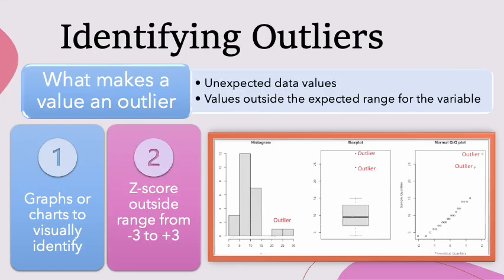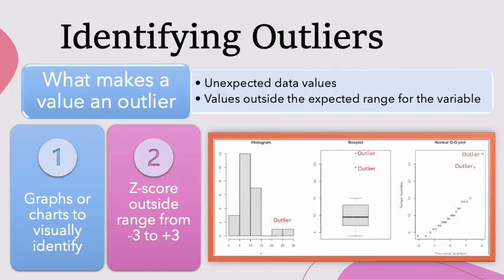The next error that we are going to discuss is outliers. Any data value that is unexpected or outside the expected range of values for that variable is considered an outlier. Outliers introduce error into the analysis, so it is very important that we identify as well as handle them appropriately.